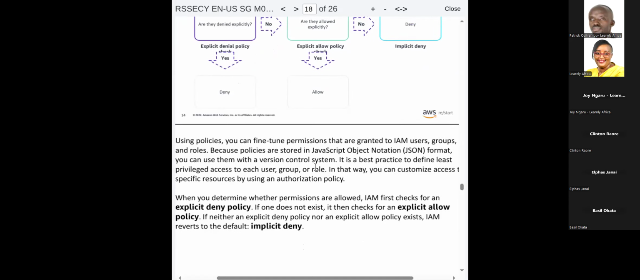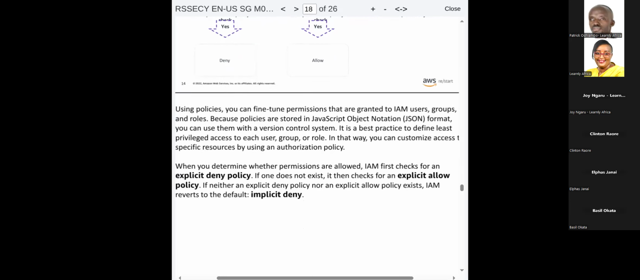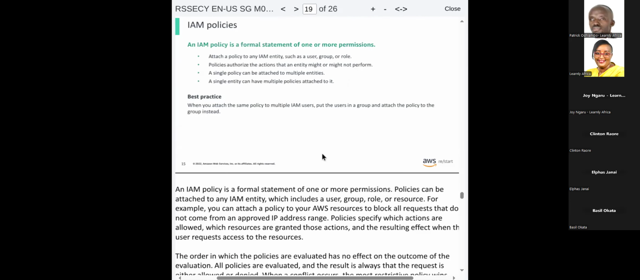So using policies, you can fine-tune the permissions that you're granting to a user, a group, or a role. And we've said that it uses JSON format. You can actually use them with a version control system. And it's best practice to apply the principle of least privilege when you're assigning permissions to a group, a role, or a user. So it's just explaining what we have.